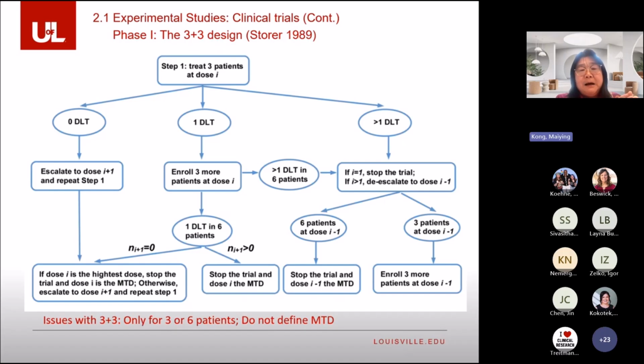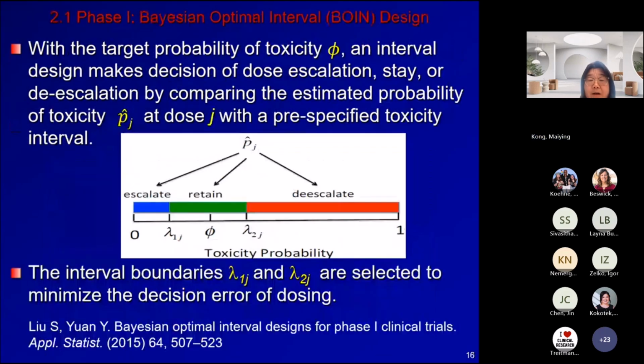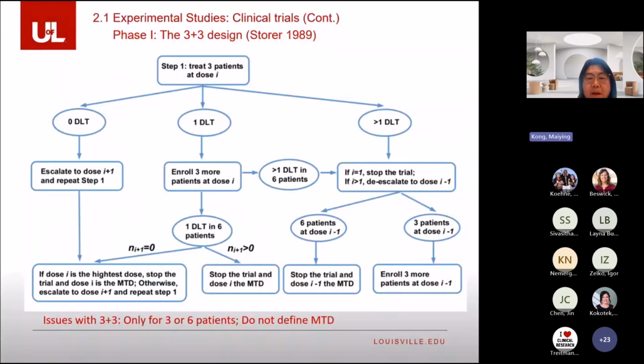If we have among 3 patients, if no toxicity, we say this dose is safe, go to next higher dose. If among 3 patients, 1 has a toxicity, we add 3 more. Out of the 6, if more than 2 develop toxicity, this dose is not safe.